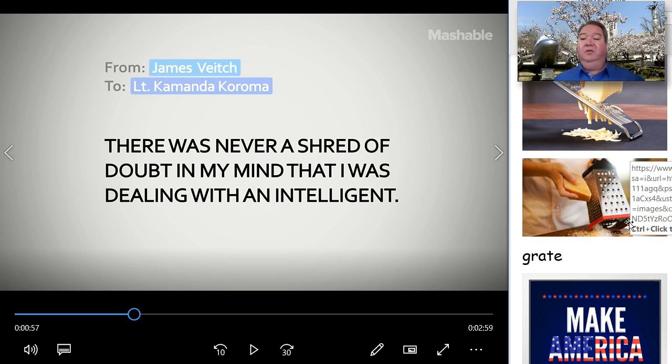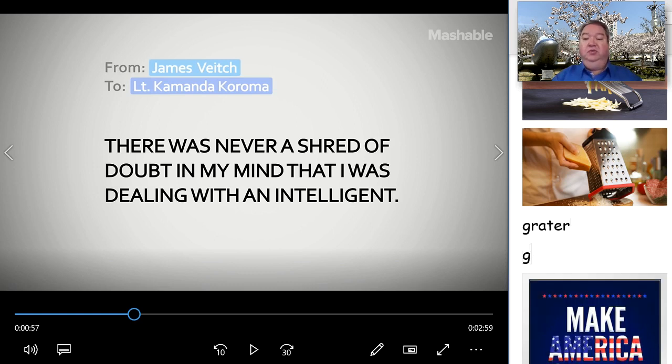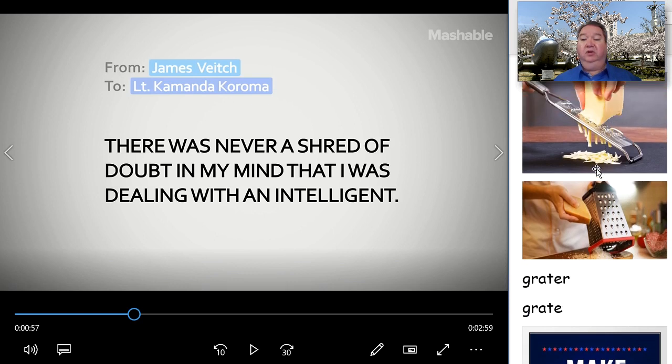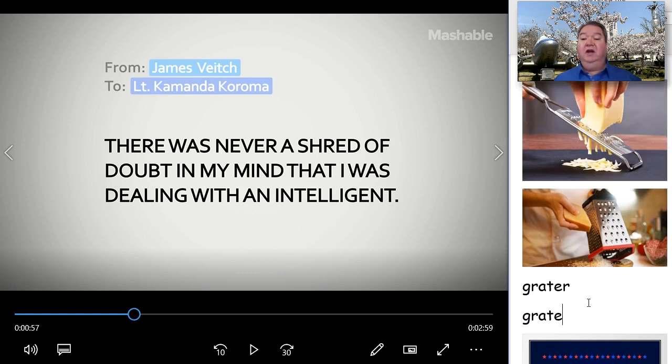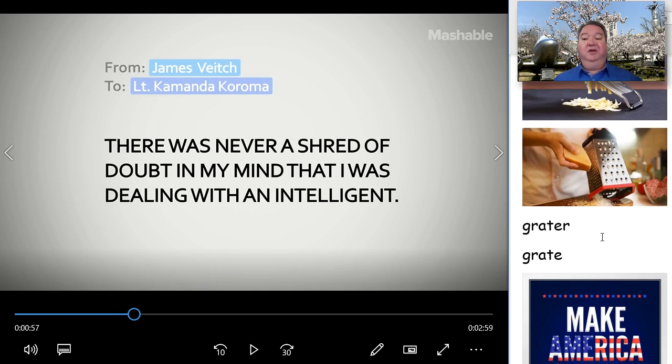Sorry, I don't know why these long links keep popping up here. They weren't doing that earlier. The little tool here that you use to shred the cheese is a cheese grater. Grater. So you would grate the cheese. The grater is the little device here, the tool that you use to grate the cheese, and the verb is grate. So some people made a little joke about this.